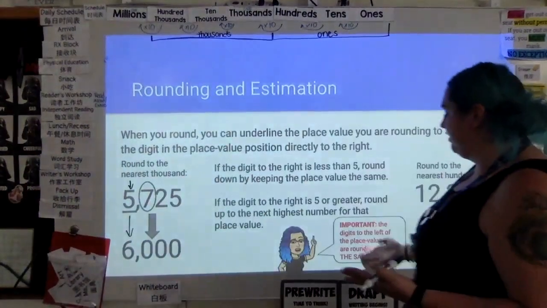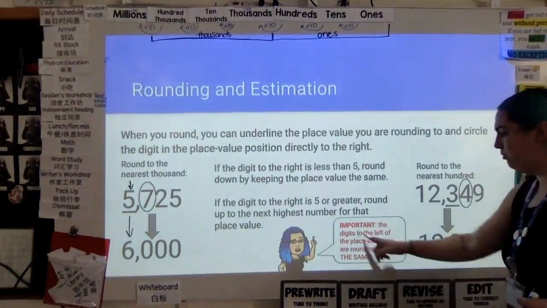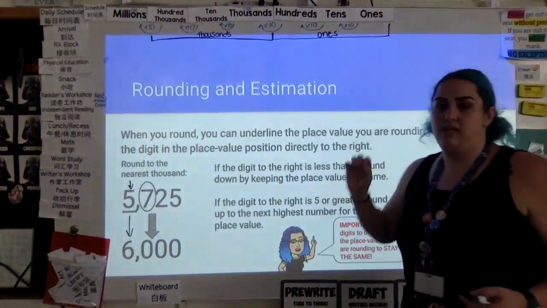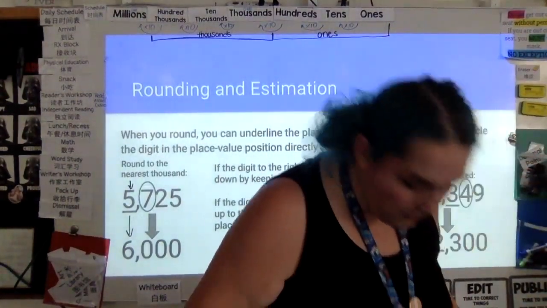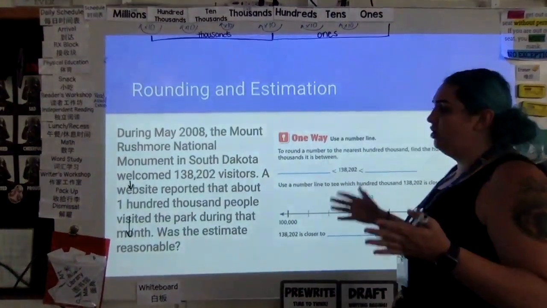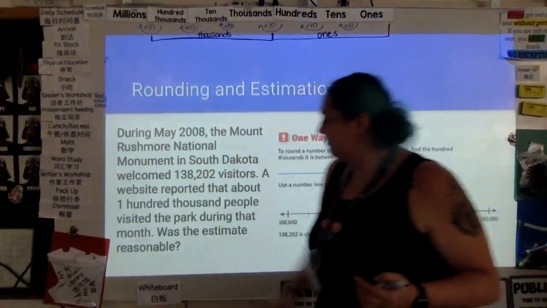Oh, look at this. Little Miss W is here to help you. Important: the digits to the left of the place value, which I just said, stay the same. Okay. So now we're going to look at a longer problem. Let me get my arrows out of here.